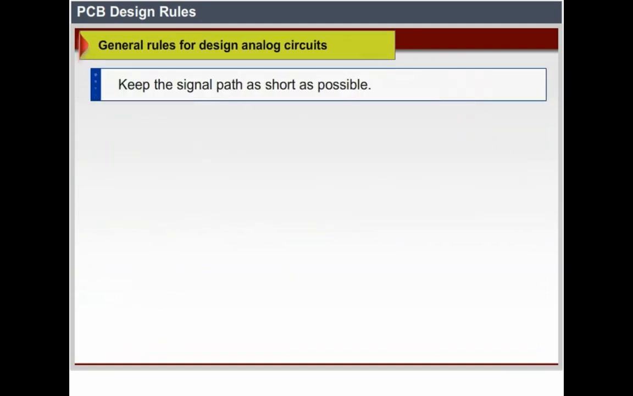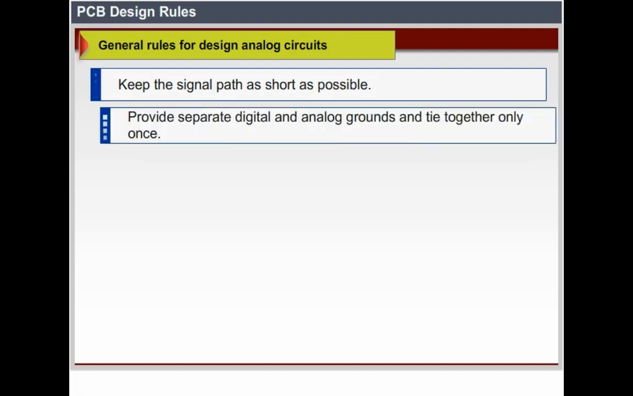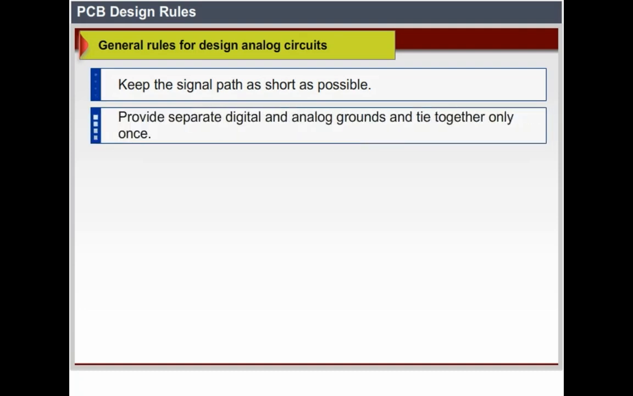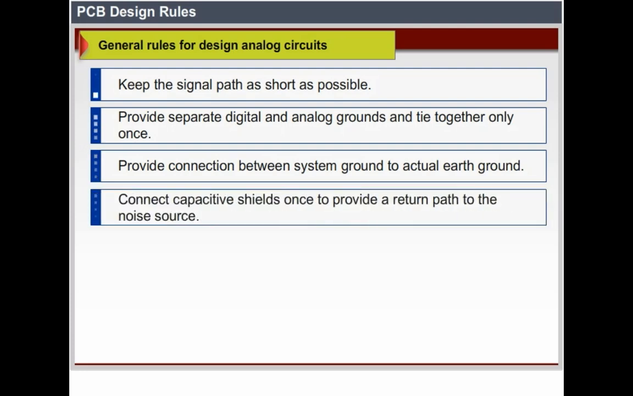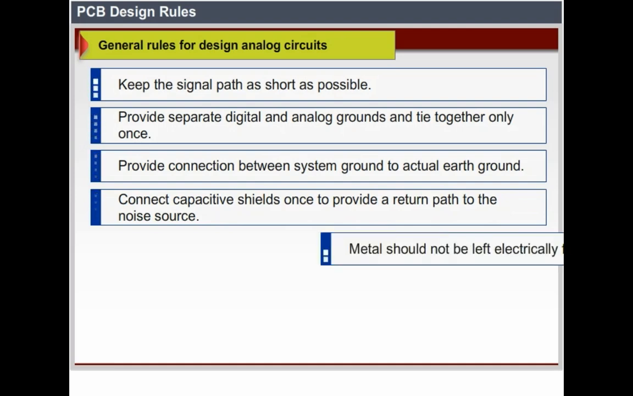Keep the signal path as short as possible. Provide separate digital and analog grounds and tie them together only once. Provide a connection between system ground and actual earth ground. Connect capacitive shields once to provide a return path to the noise source.